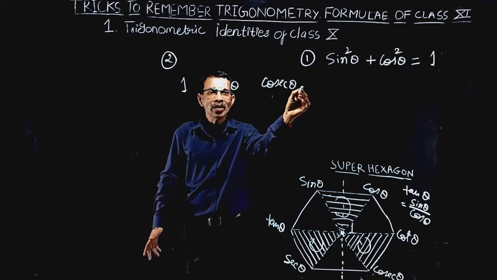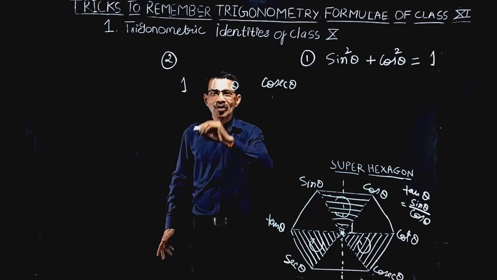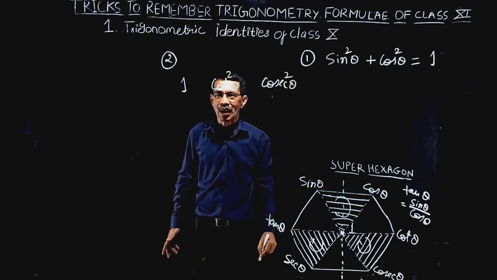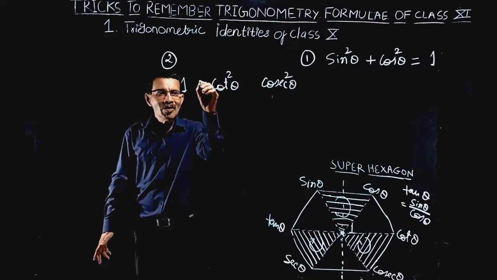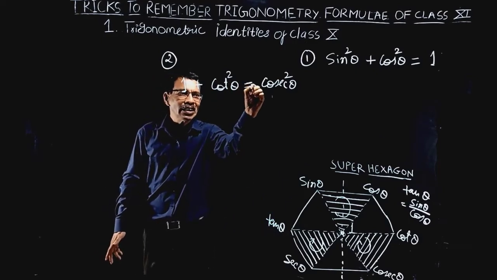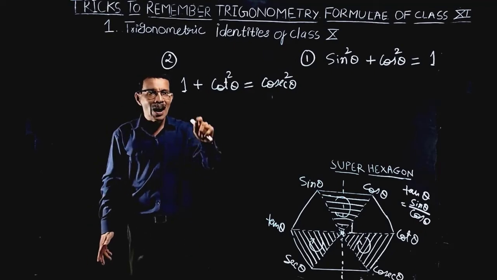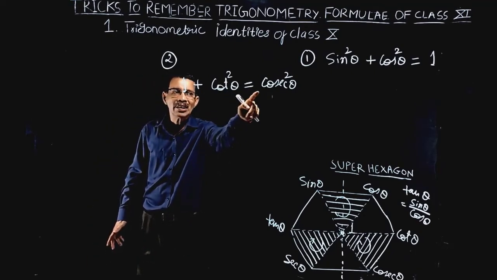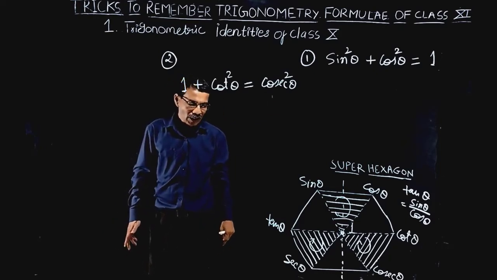I will square all these. So 1 square will remain 1 only. This will become cot square theta and this will become cosec square theta. So I will add the first two and equate it to the third one. And our second trigonometric identity is 1 plus cot square theta is equal to cosec square theta.